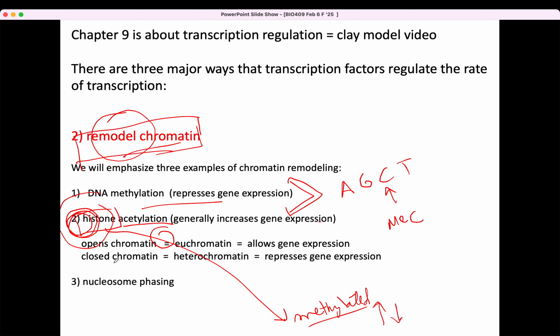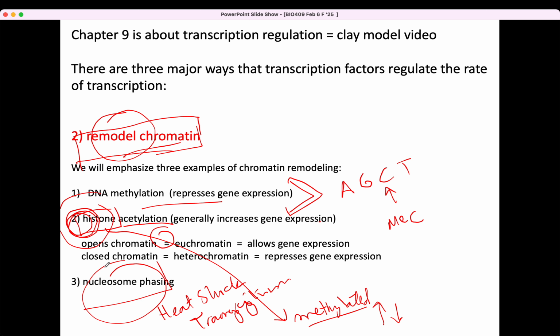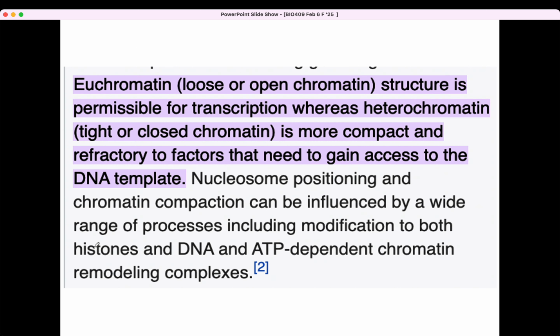Then the third example we're going to talk about is when we talk about that other new transcription factor, heat shock transcription factor. And in that example, we'll find a third example. And those are the 3 examples of remodeling chromatin we want to be ready to write about on an exam. So euchromatin is permissible for transcription, and heterochromatin is more compact and blocks transcription.